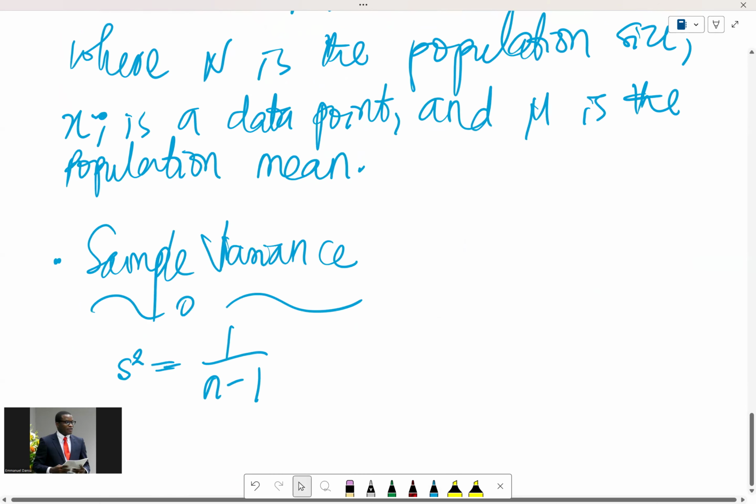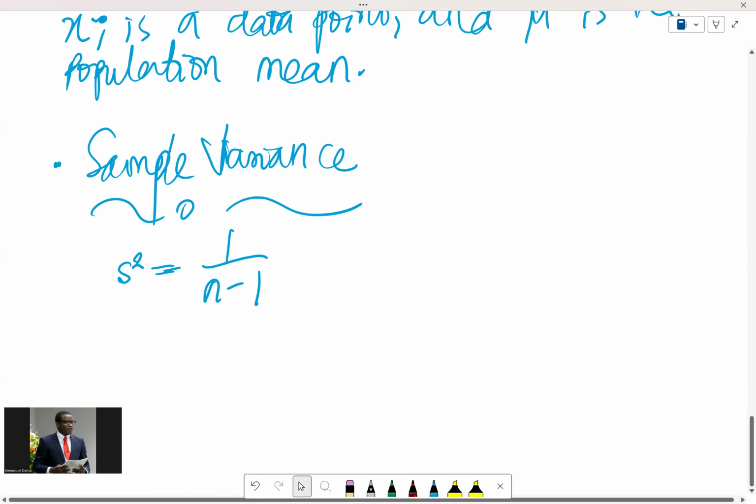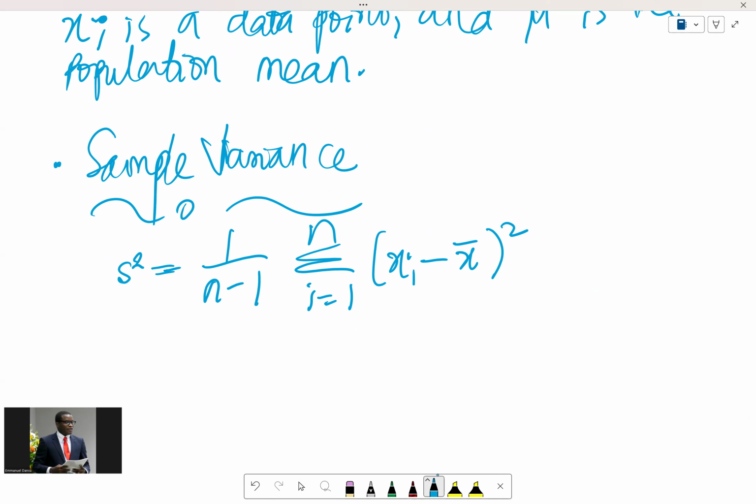Except that here you have small n because it's a portion of the population you're taking, but minus 1. Then summation i equals 1 to n, same thing, xi minus x bar squared. So this x bar is the sample mean, while mu is the population mean. The other time we talked about parameters and statistics. So we have population parameters, whereas we have sample statistics.